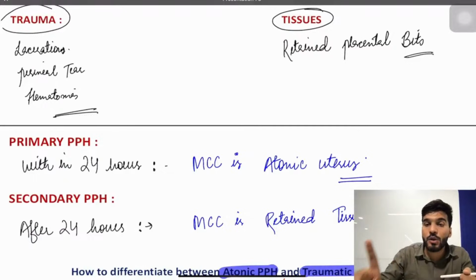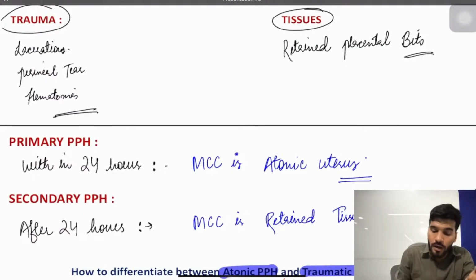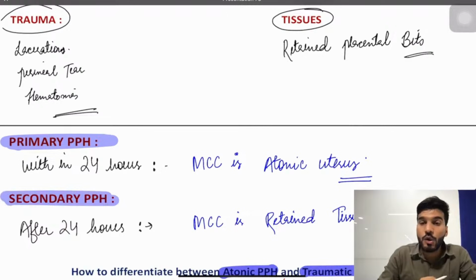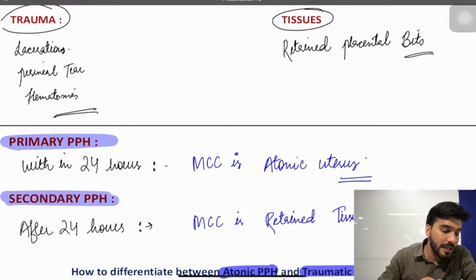Never write atonic uterus, always. Atonic is for a primary PPH. Atonic is the most common cause for primary PPH. Okay, for secondary postpartum hemorrhage, what will be the cause? Secondary postpartum hemorrhage, retained placental bits. What is the cause? Retained placental bits.